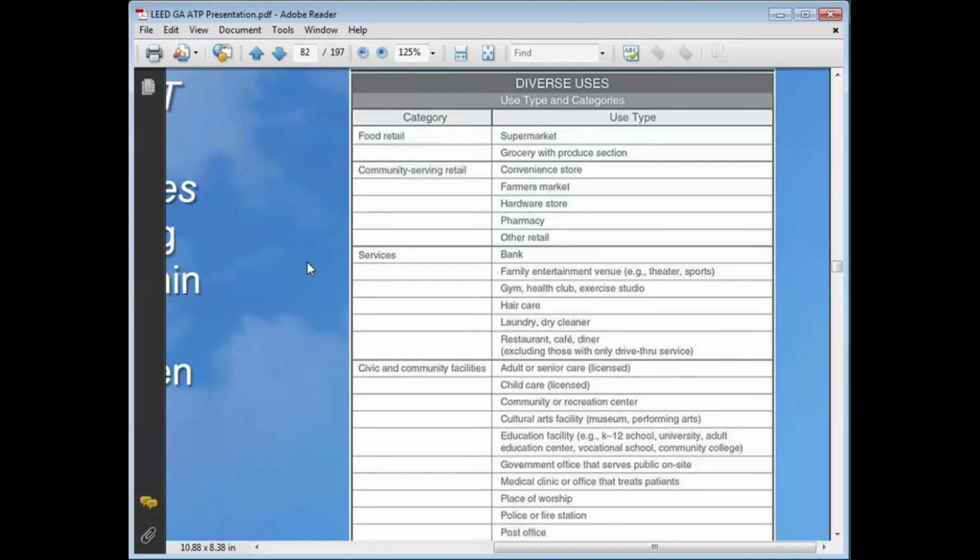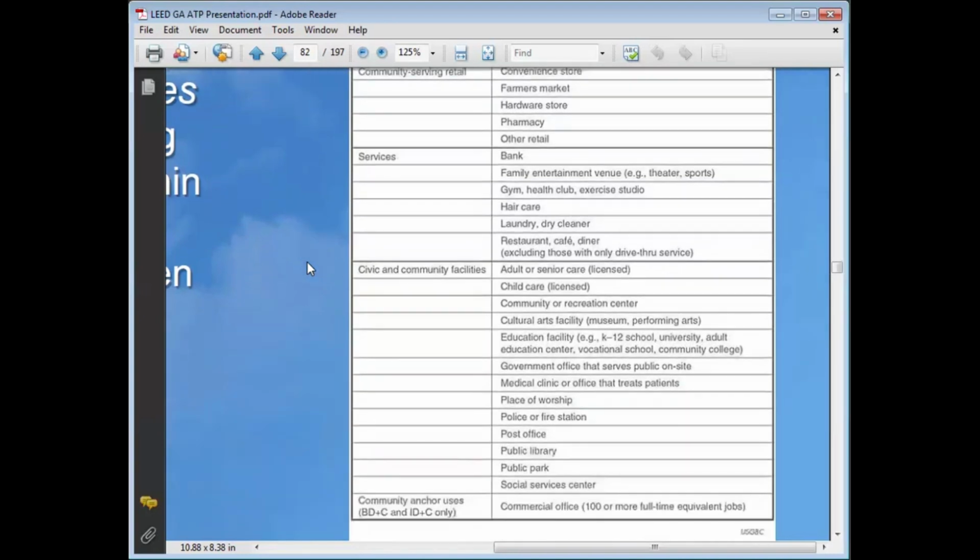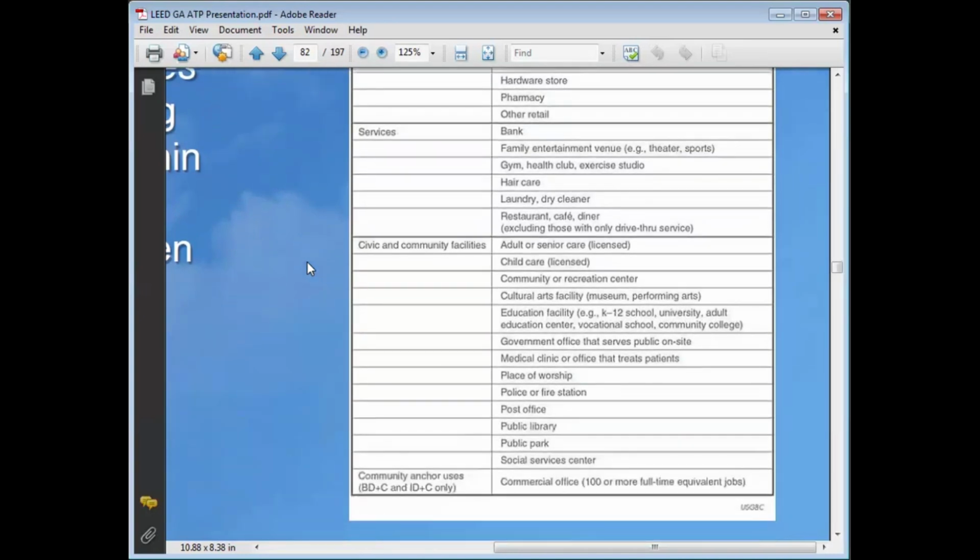With respect to food retail, a supermarket or grocery store is there. Community serving retail means some convenience store, a farmers market, a hardware store, a pharmacy, or some other facilities. With respect to the services, a bank, gym, health club, family entertainment avenue like a theater or some other indoor or outdoor sports facilities nearby, hair care, laundry, dry cleaner, restaurants, cafes, those are in the nearby vicinity. Then we have to look towards civic and community based facilities, like a licensed senior care, a licensed child care, and a healthcare facility.